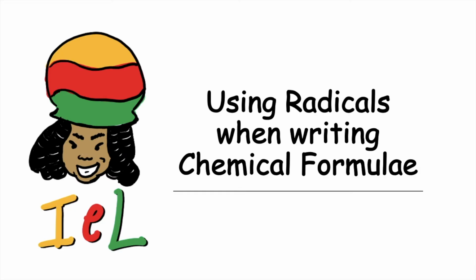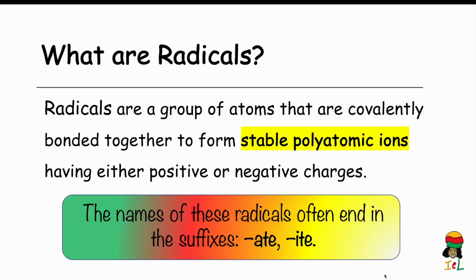We will now focus on writing chemical formulae that contain radicals. You might be wondering what a radical is. Well, radicals are a group of atoms that are covalently bonded together to form stable polyatomic ions. Poly meaning many, so polyatomic would be many atoms in the ion. And these polyatomic ions can have either positive or negative charges.